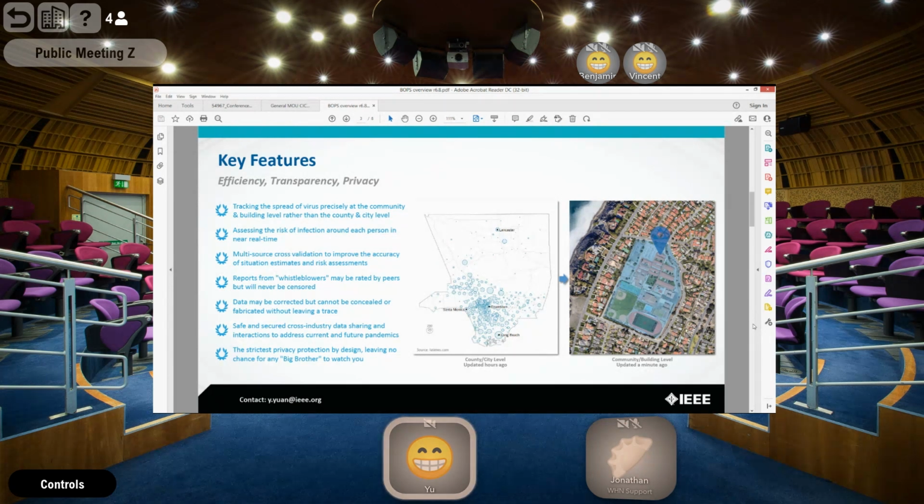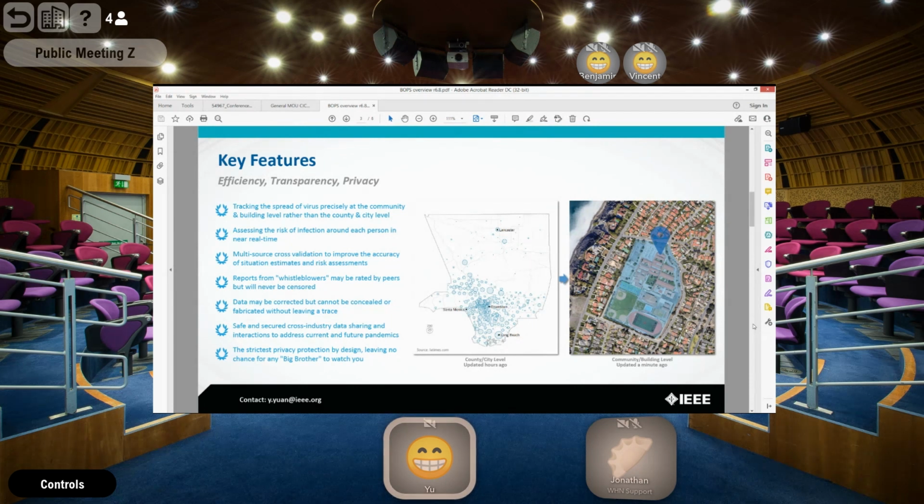And also the third feature is that we will have multi-source cross-validation to improve the accuracy of situation estimates and risk assessments. Which means that the value of collecting data from multiple sources is that we can validate them against each other. Especially in the early stage of this pandemic, we all read the news that some whistleblowers reported the outbreak in some areas.